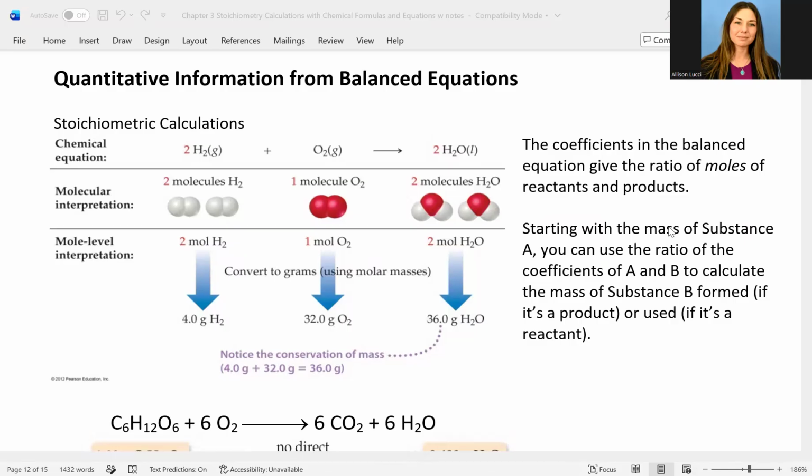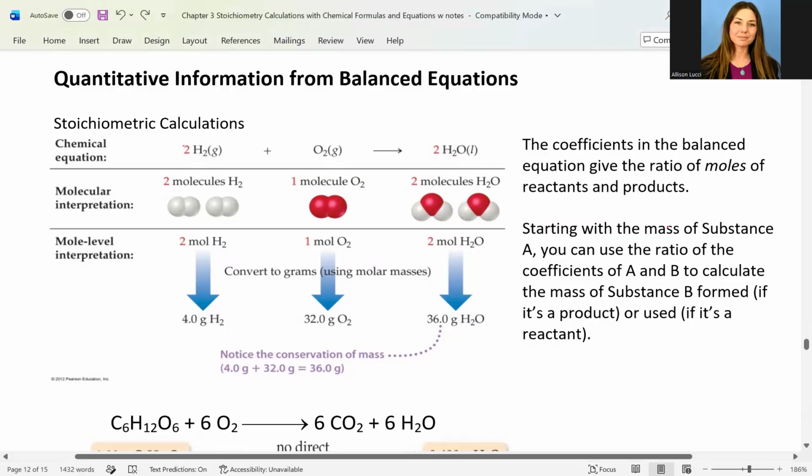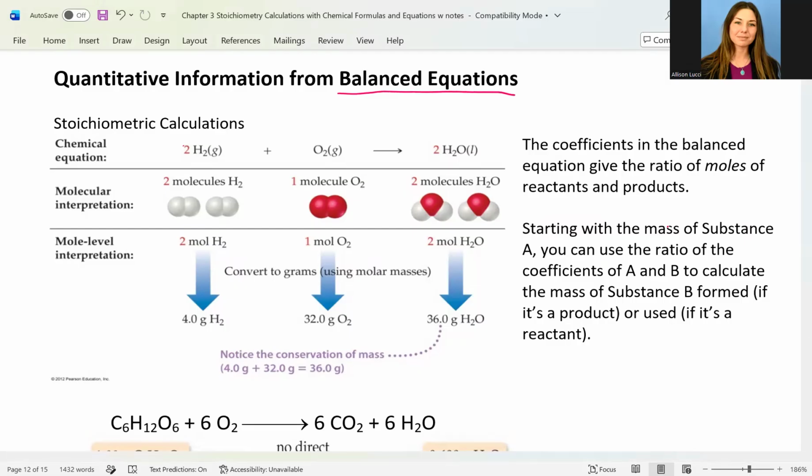Up until this point, you may have been asking yourself, what is the importance of balancing equations? So in this section here, we're going to discuss what quantitative information we can gain from balanced equations. And specifically, we'll talk about later on in this chapter what stoichiometric calculations we can perform, such as calculating how much product we could yield for a reaction.